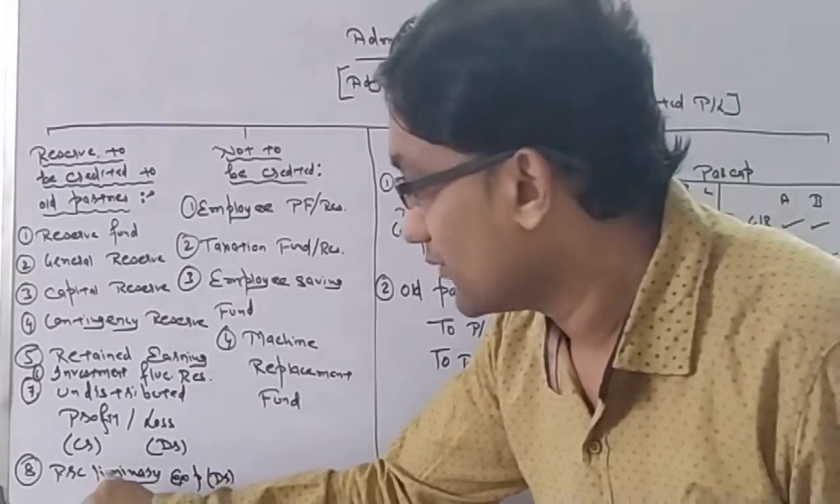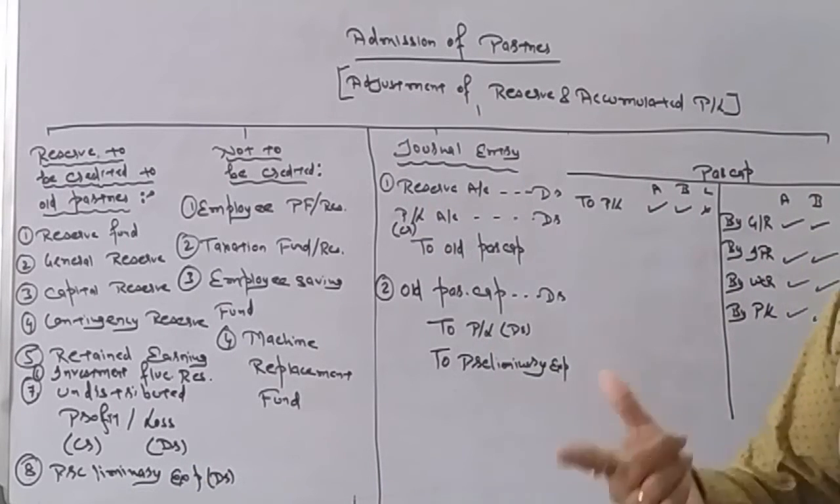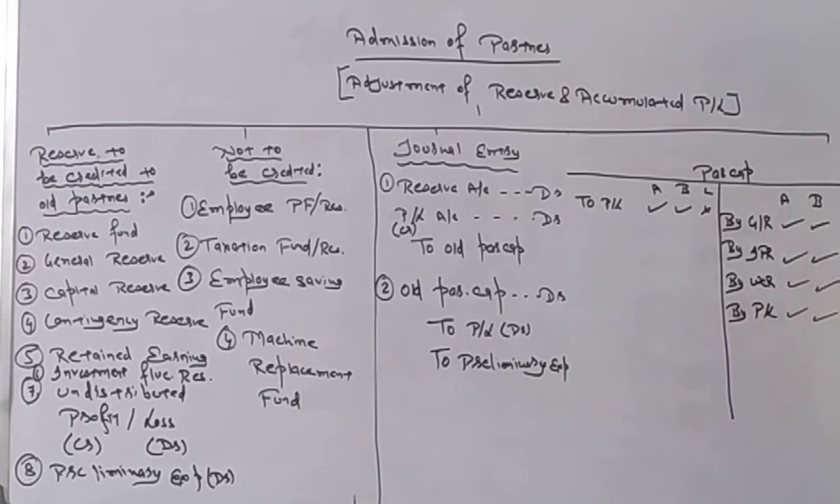If there is a debit balance of PL, that means loss. Loss always has a debit balance, we need to cancel it. So it will be credited. Preliminary expenses, it is also a loss. It will be credited. And loss reduces the capital of the partner, so the old partner's capital account is debited.